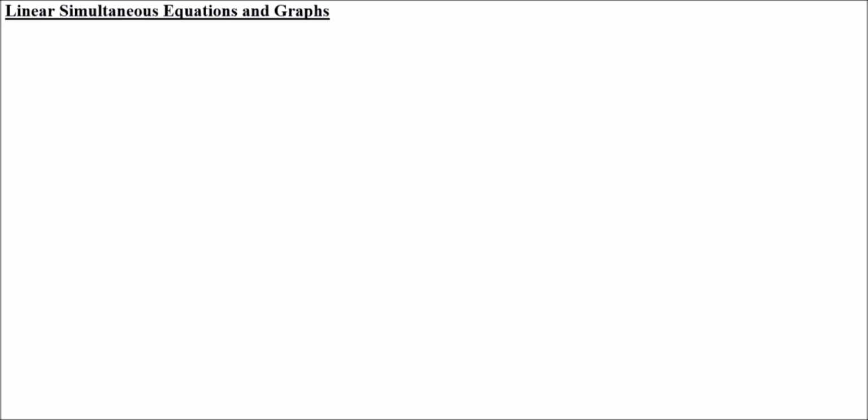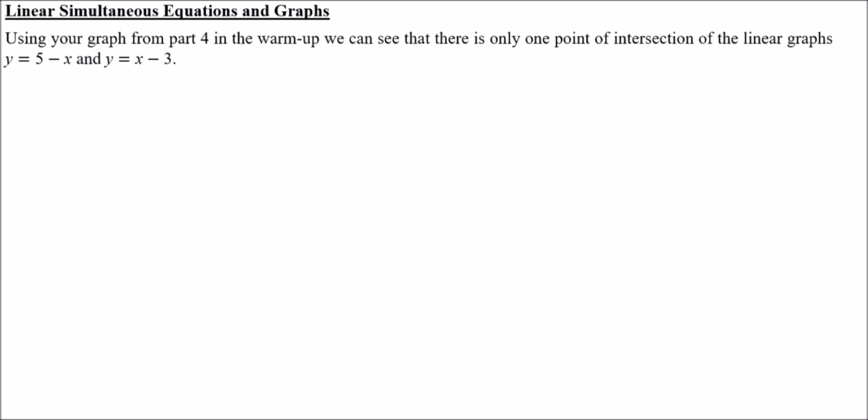Let's now consider linear simultaneous equations and graphs. So just going back to question 3 and question 4 on the warm-up, we could see from the graph from part 4 that there's only one point of intersection of the linear graphs y equals 5 minus x and y equals x minus 3. In fact, there'll only be at most one point of intersection if we've got two linear simultaneous equations.